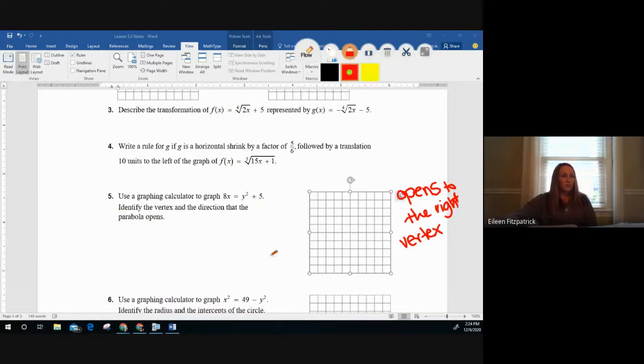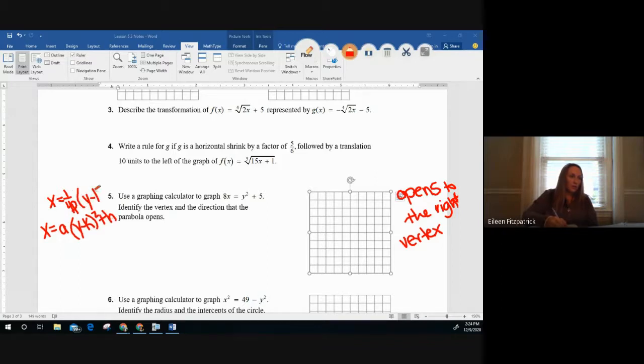Let's think about this. When our parabola is open to the side, whenever we had a parabola open to the side, the equation was in the form x equals 1 over 4p or x equals a, depending on which form, times (y minus k) squared plus h. You guys remember this from our unit on parabolas?